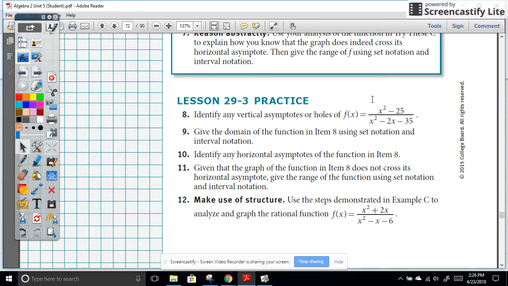Identify horizontal asymptotes. Use Bobo Botan eats DC. Given that the graph does not cross the horizontal asymptote, give the range. Okay, remember, wherever the horizontal asymptote is, that's where your range cannot be. So exclude that from your range. Use the steps to do that one. So you're going to have to do that one right there as well.